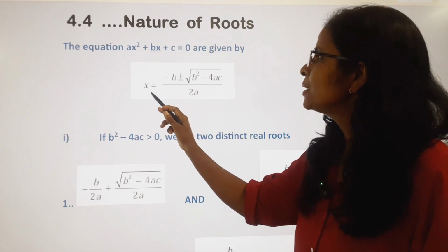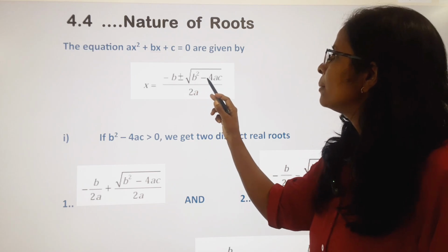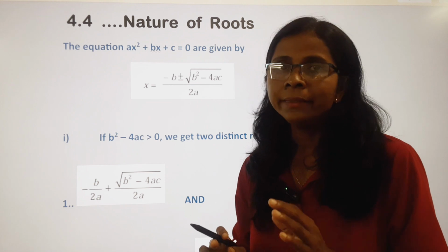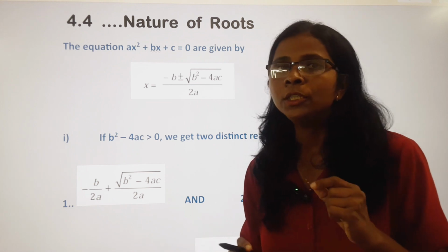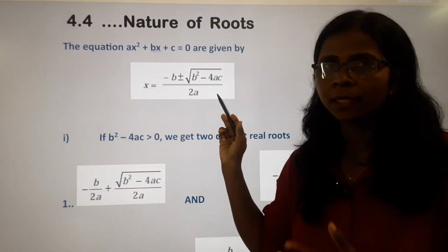Now here our equation is ax² + bx + c = 0, which means we get x = (-b ± √(b² - 4ac)) / 2a. So this is the value of x. That means we can find out the two values of the roots of the quadratic equation.